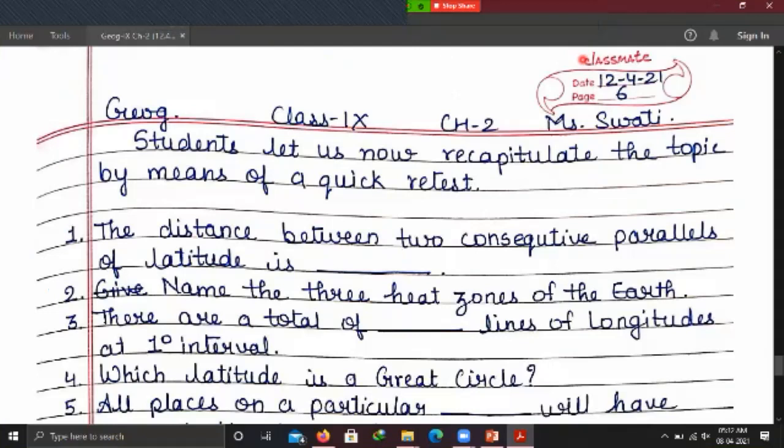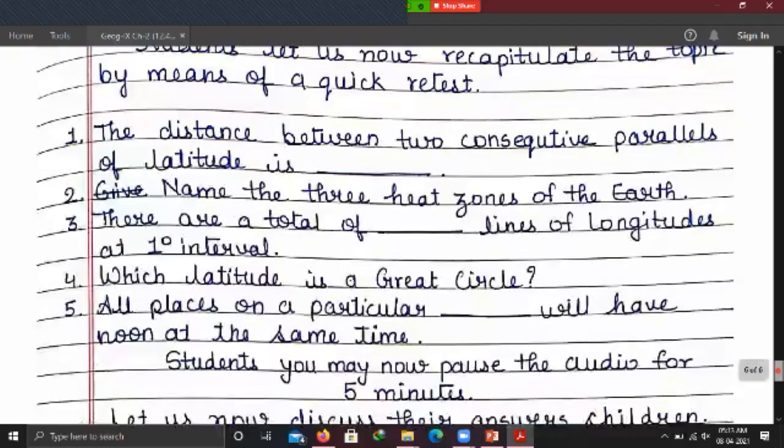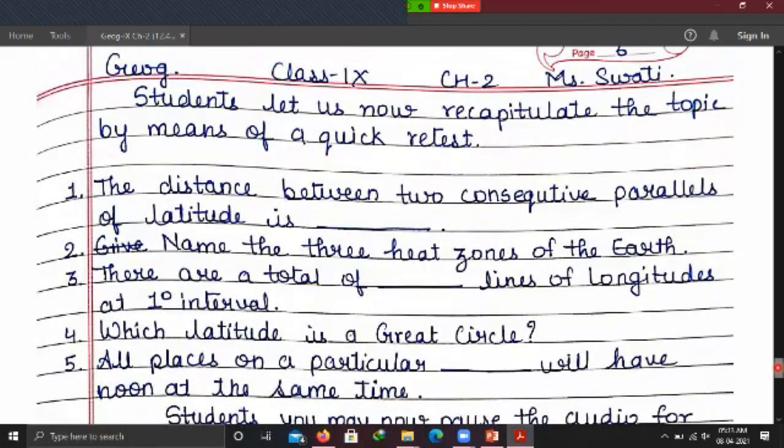Now students, let us recapitulate the topic by means of a quick retest. I'll ask you the questions again, after which you may pause the lesson for 5 minutes. Question number 1, it's a fill-up. The distance between two consecutive parallels of latitude is dash. Second, name the 3 heat zones of the earth. Number 3, there are a total of dash lines of longitude at 1 degree interval. Number 4, which latitude is a great circle? And number 5, all places on a particular dash will have noon at the same time. So students, you may now pause the lesson for 5 minutes.